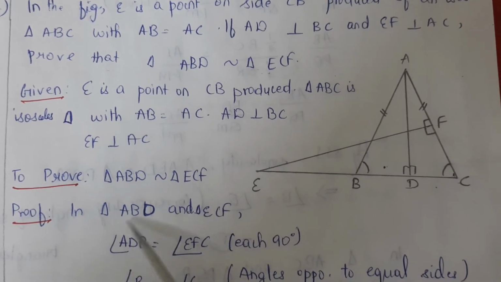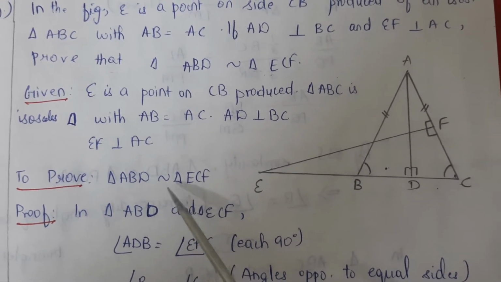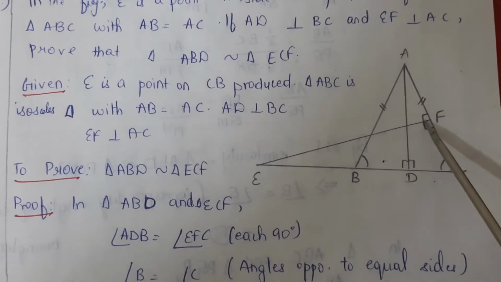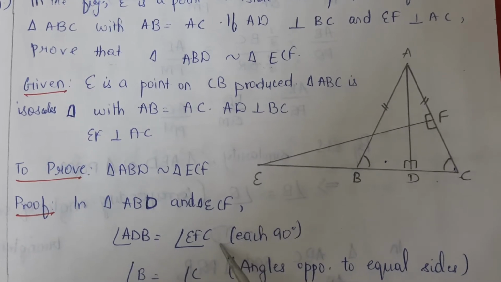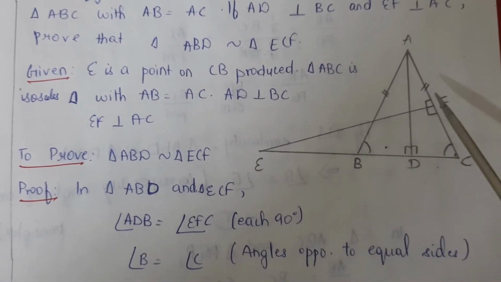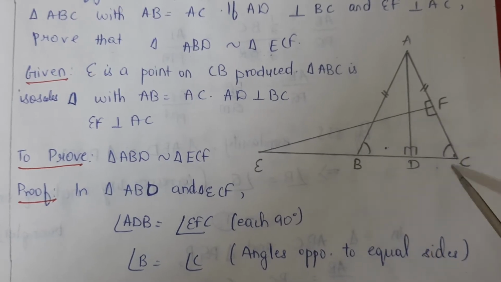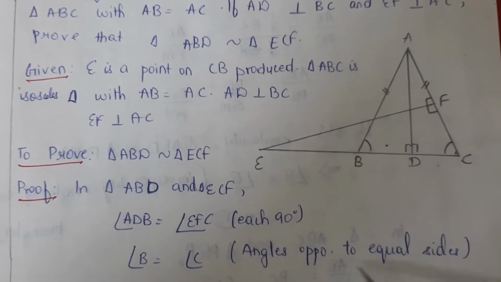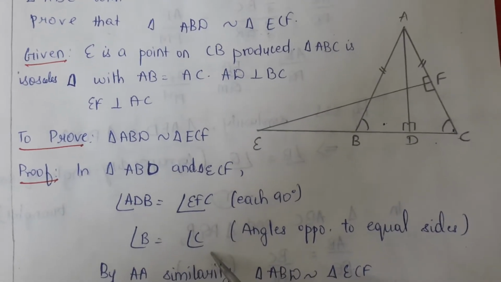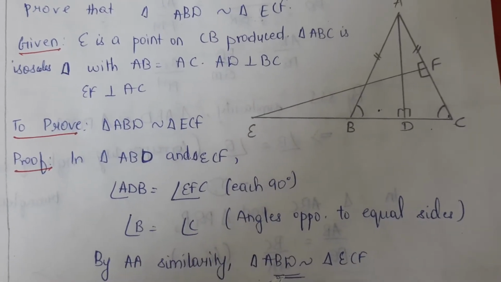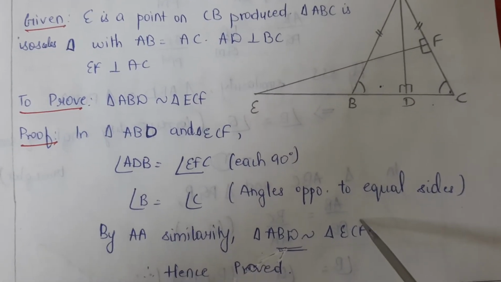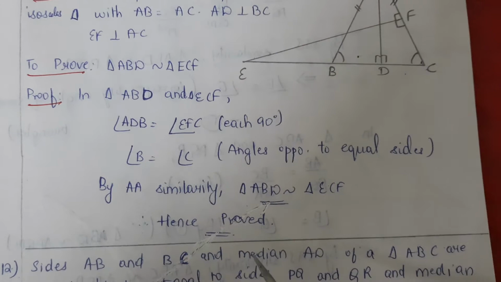So now let us consider the triangles which we have to prove, ABD and ECF. Here we know D is 90 degrees, F is 90 degrees. So angle ADB is equal to angle EFC, which is 90 degrees. And as I told you, since it is an isosceles triangle, angle B and angle C are equal, the angles opposite to equal sides. So we got two angles equal. So by AA similarity, triangle ABD is similar to triangle ECF. So we have proved it.